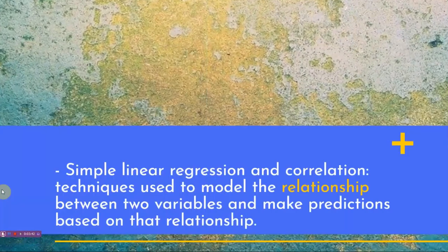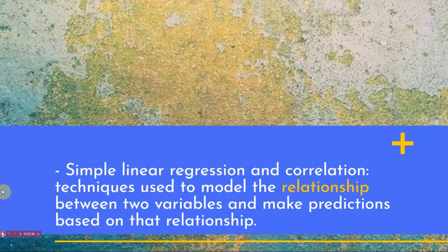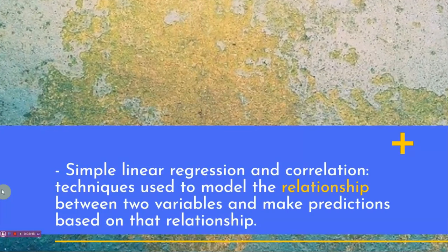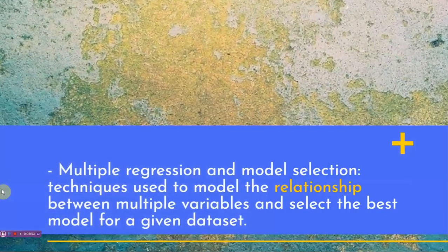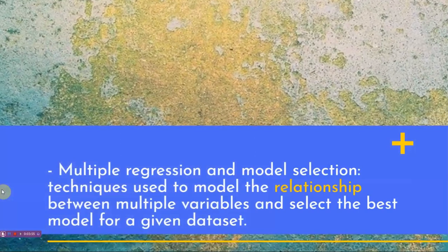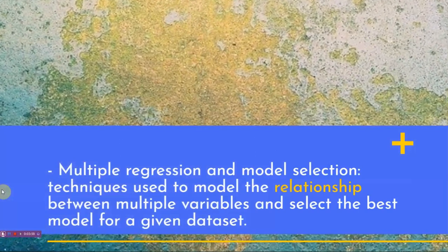Simple linear regression and correlation, techniques used to model the relationship between two variables and make predictions based on that relationship. Multiple regression and model selection, techniques used to model the relationship between multiple variables and select the best model for a given dataset.